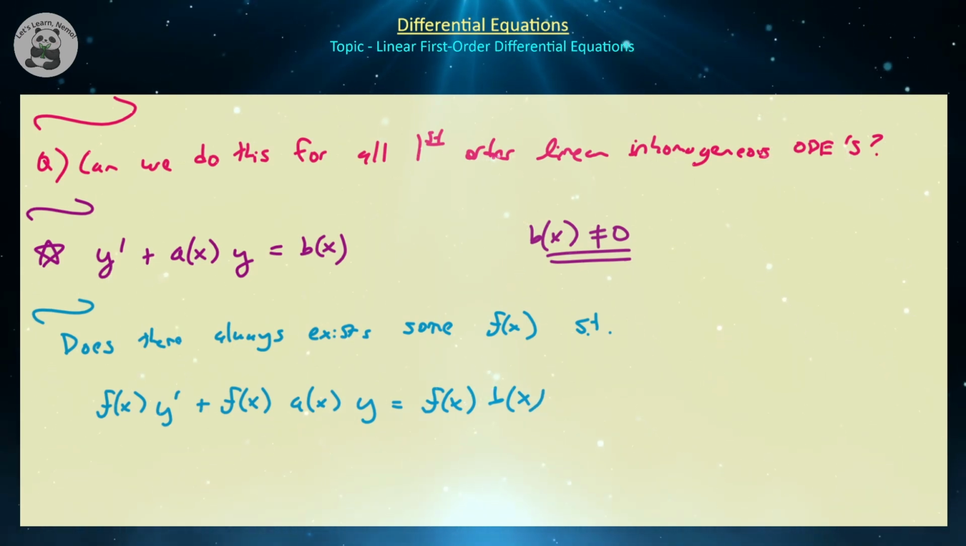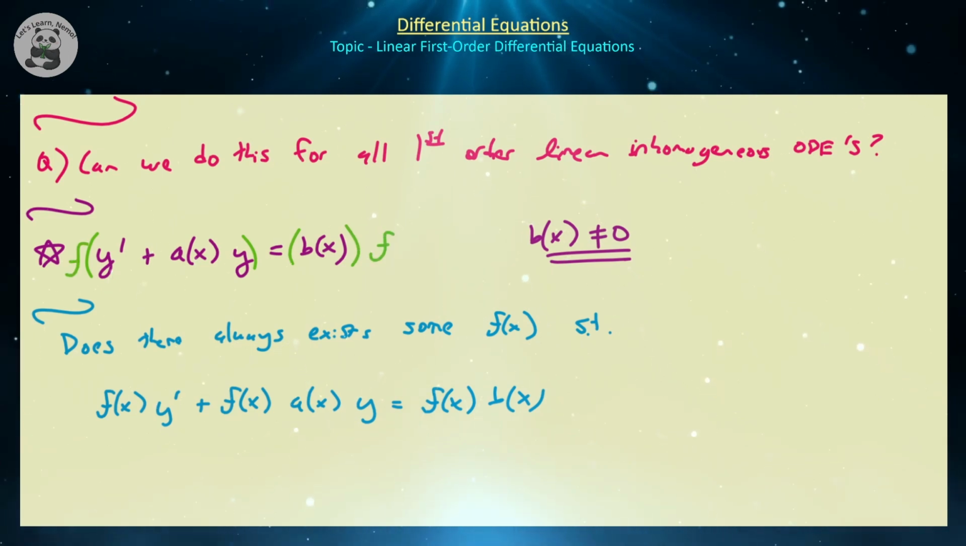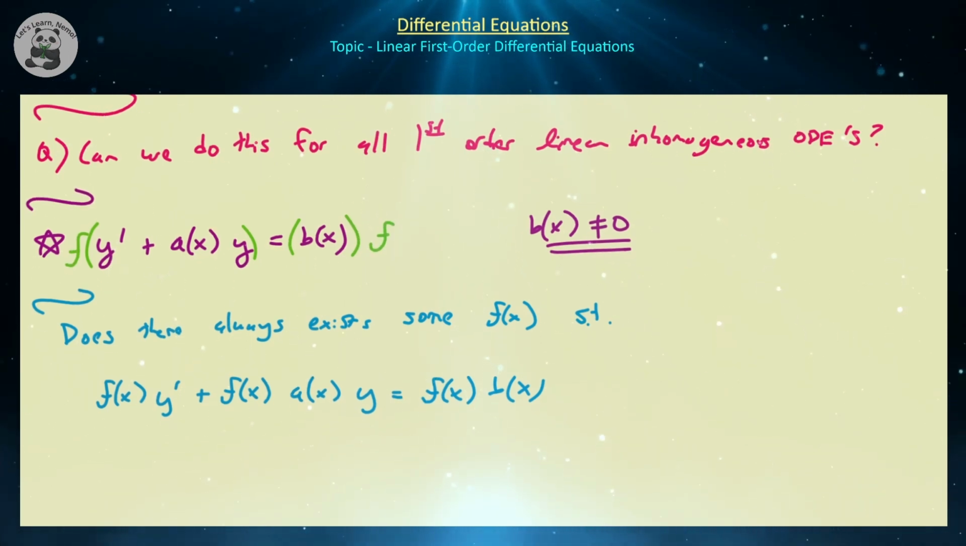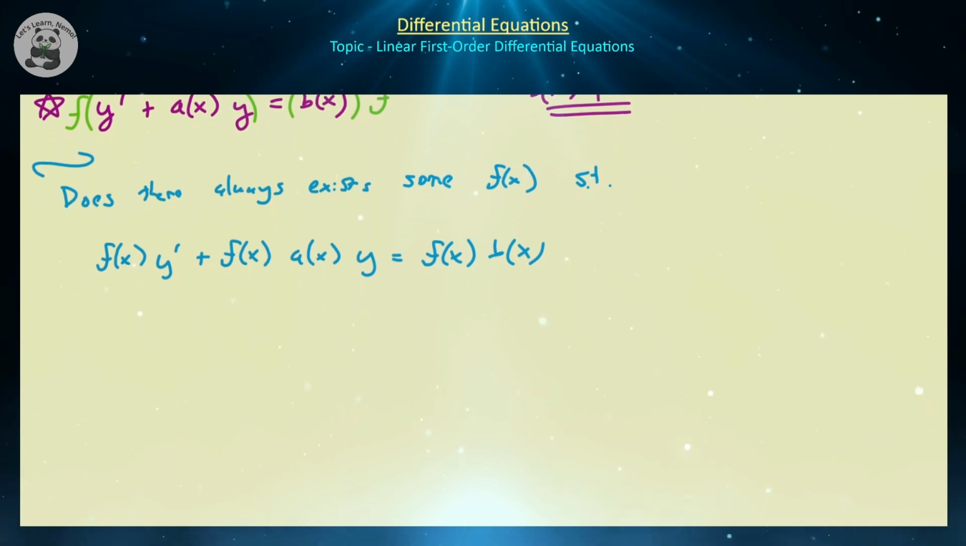So you may be thinking, okay, well, what's going on here? All I'm really doing is just multiplying both sides of this equation by f. And of course, you can multiply both sides of the equation by any function f. But is there something special about this function f?